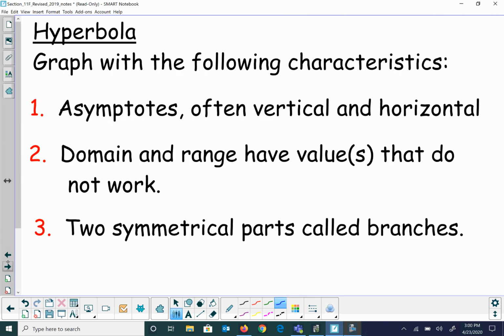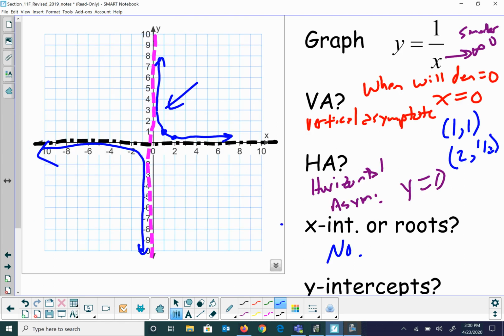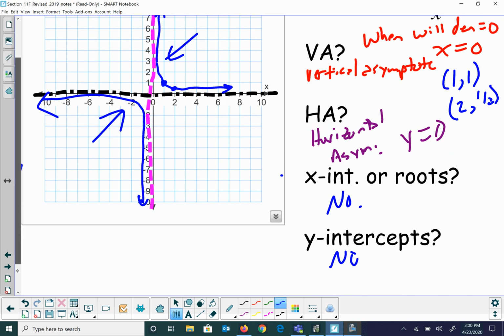So this graph had the following characteristics. Asymptotes, often vertical and horizontal in these cases. And again, remember I said this is called a hyperbola. And hyperbolas always happen in pairs. There's two parts to it. So that's why we have the two parts of our graph. The domain and range have values that do not work. And there's two symmetrical parts called the branches. So if we look back at this, this would have been a branch and this would have been a branch. And again, when I said hyperbolas happen in pairs, that's your pair that is with your hyperbola.